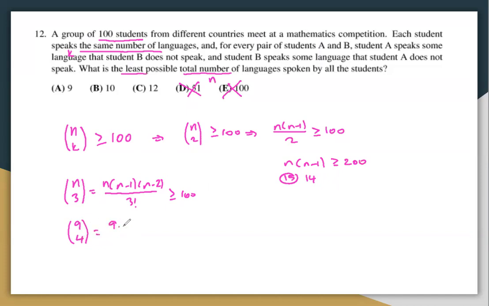So 9 choose 4 is this divided by 4 factorial. These will cancel, so you get 126, which is larger than 100. That means if you have 9 languages and make groups of 4 of those languages, you get 126 of these, and you can take 100 of them to give to the individual students, with 26 more left over. So 9 is the least number of languages spoken by all these students. I hope that was clear. I'll see you in the next video.